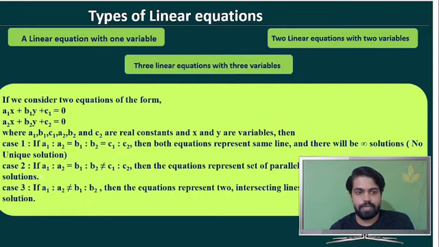Second case, if a1 by a2 is equal to b1 by b2 but not equal to c1 by c2, that forms a pair of parallel lines and they will never have a common point of intersection. That means there is no solution for such questions. And the last one, if a1 by a2 is not equal to b1 by b2, then the equations represent two intersecting lines with a common point of intersection. That will give a unique solution. Very important condition, to solve an equation they should intersect. To check that, a1 by a2 should not be equal to b1 by b2. So for every question, check this condition before solving so that you don't waste time in solving such questions.